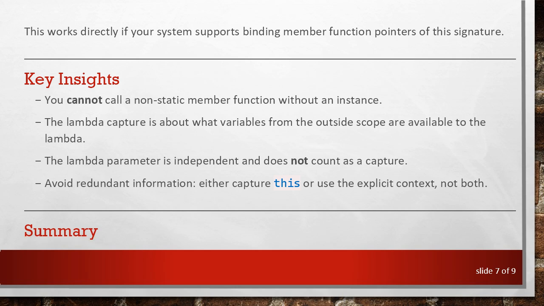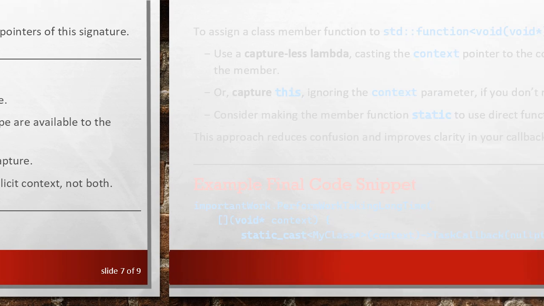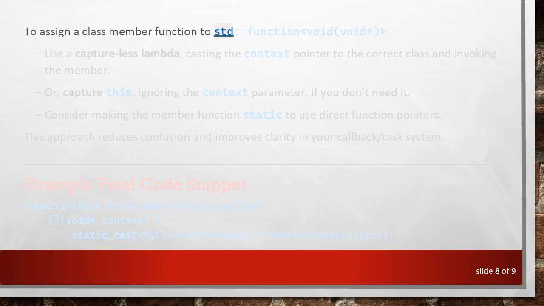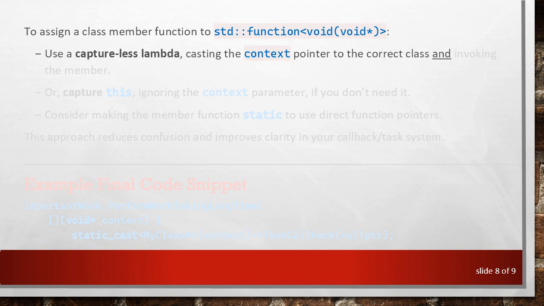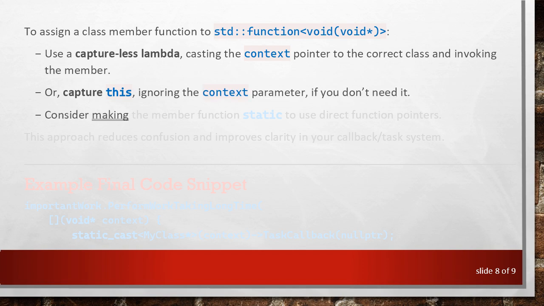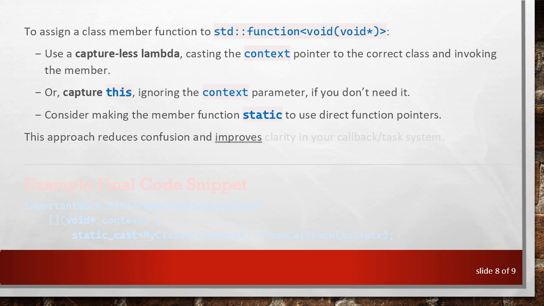Summary. To assign a class member function to std::function<void(void*)>, use a capture-less lambda, casting the context pointer to the correct class and invoking the member. Or, capture this, ignoring the context parameter, if you don't need it. Consider making the member function static to use direct function pointers. This approach reduces confusion and improves clarity in your callback/task system.